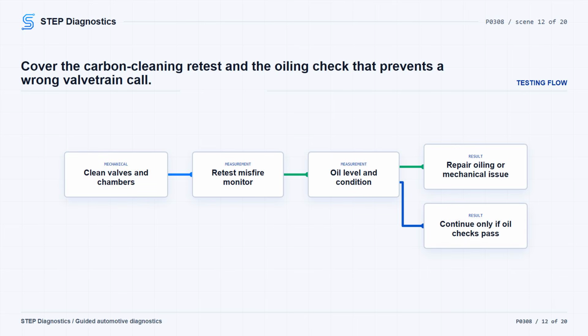If it returns, check engine oil level and condition before going farther. Look for mechanical tolerances out of specification, oil pressure out of specification, low oil level, the wrong oil filter, dirty or deteriorated oil, contaminated oil, incorrect viscosity, or aerated oil. Missing that oiling check can lead to misdiagnosis. If any of those are found, repair the oiling or mechanical condition and verify the repair.